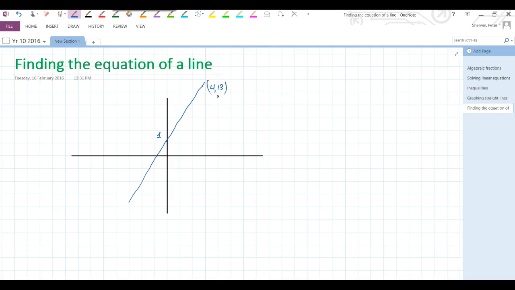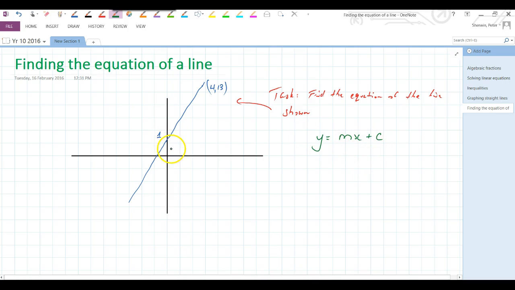Okay, so we want the equation. So the challenge here, the task, is to find the equation of the line shown over here. Okay, so what we'll do is have a look at it and go, right, well, I've got the y-intercept, so let's use the gradient intercept form, y equals mx plus c. Can we see what the gradient and the y-intercept is? Because if we can, then we just need to plug in those values.